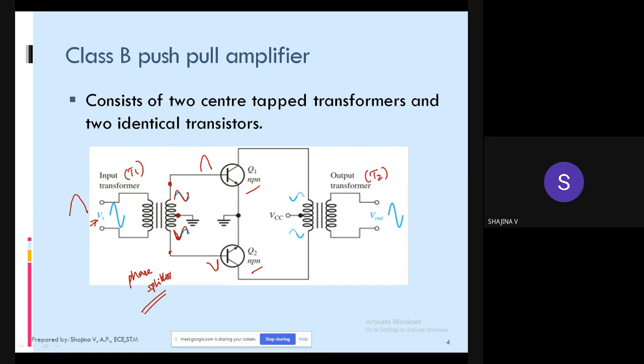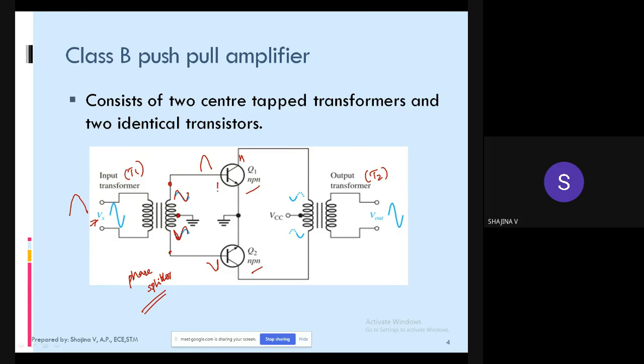So coming to the point, when input signal is applied, we can say at the secondary of this phase splitter, it develops two identical signals but out of phase with each other. Okay, now I am considering the positive half cycle. So during positive half cycle of input signal, what will happen? You will obtain a positive signal at the base of Q1, right? And a negative signal at the base of Q2.